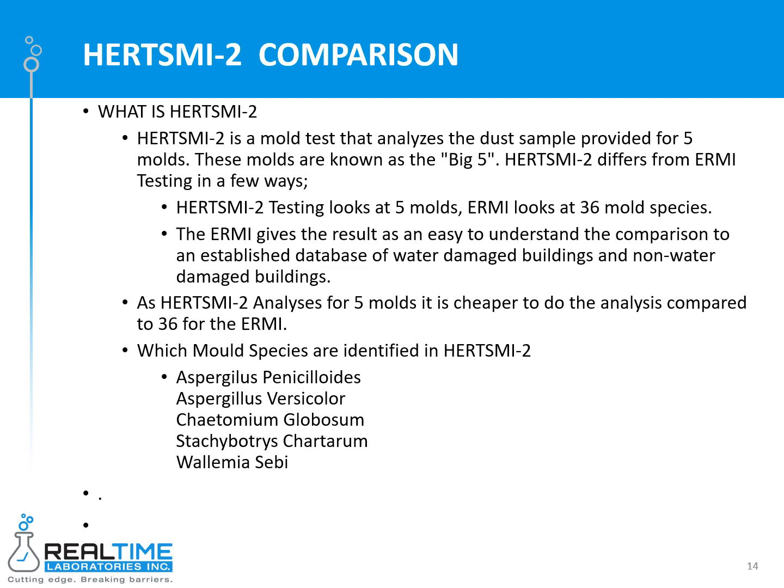ERMI looks at 36. The ERMI gives the results as an easy to understand comparison to an established database of water damaged buildings and non-water damaged buildings. Remember I told you the 26 and 10? As the HERTSMI-2 analysis for 5 molds is done, it is cheaper to do the analysis compared to 36.